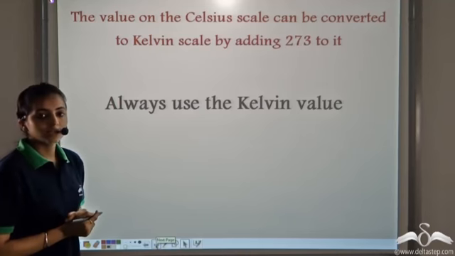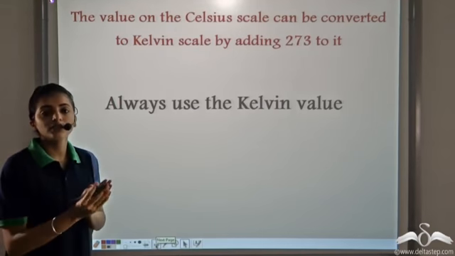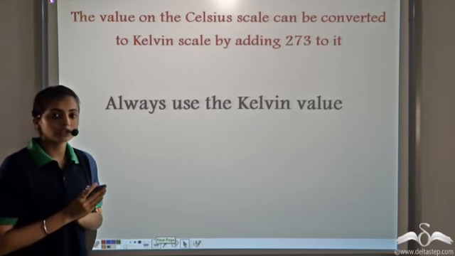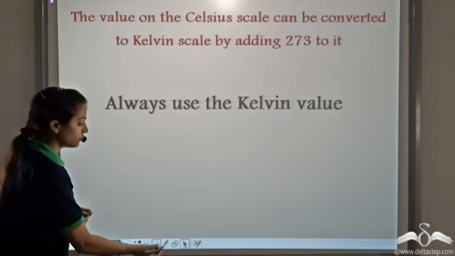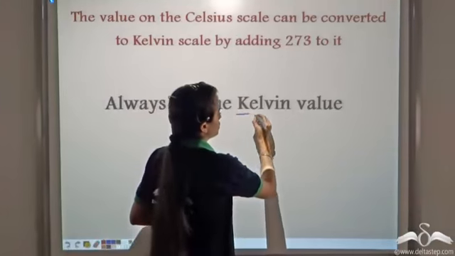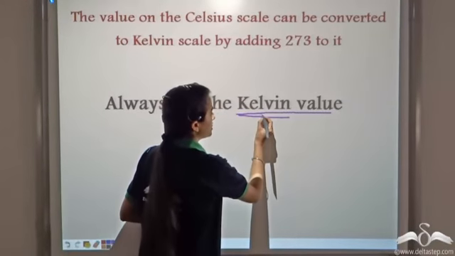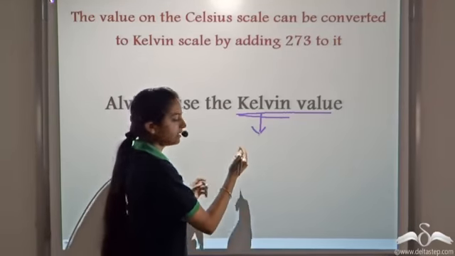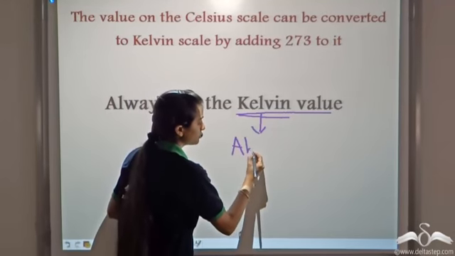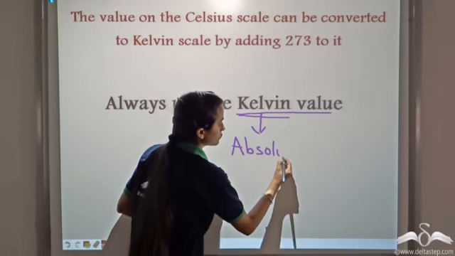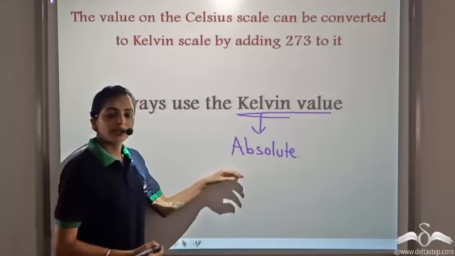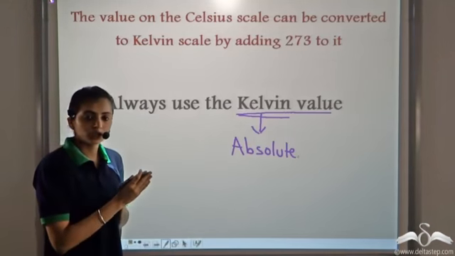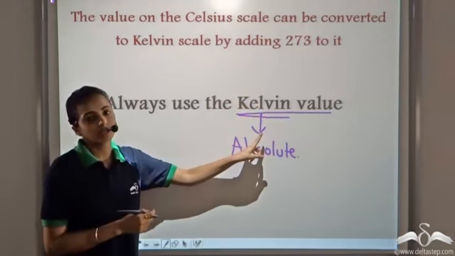The value on the Celsius scale, we already know, can be converted into the Kelvin scale by adding 273 to it. So in Charles' law, whenever we talk of temperature, we always use the Kelvin value. This Kelvin value was given by Lord Kelvin, and this scale is known as the absolute scale. The Kelvin scale is also known as the absolute scale of temperature. So whenever we talk of temperature in Charles' law, we always use the Kelvin value.